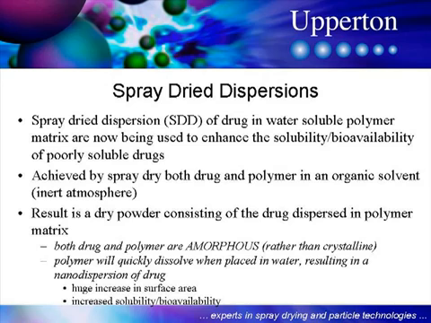The resulting powder that's produced from this process will consist of a drug dispersed intimately at a molecular level in a polymer matrix. Both the drug and the polymer under these conditions are amorphous rather than crystalline, but once the spray dried dispersion is placed back into water, the polymer will quickly dissolve, and when the polymer dissolves, the drug in a nanoform will be dispersed into the aqueous environment, and the result is a nanodispersion of drug in the aqueous environment. As a result, the drug will have a huge increase in its surface area, and with it an increase in solubility and bioavailability.